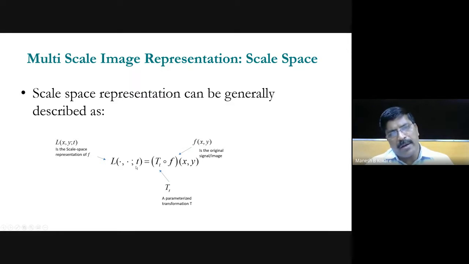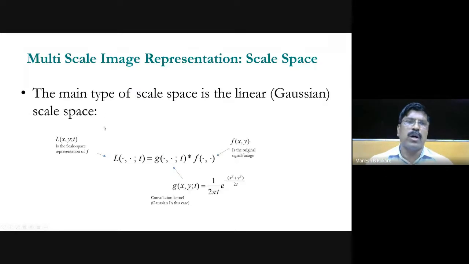and then with the scale t1 and so on. So you get the representation like this one. If you change the scale from t to t1 to t2, you get another representation. From t2 to t3, you get a third representation, and so on. The main type of scale space is the linear, that is Gaussian scale space. See that here, L of x, y, t is the scale space representation of function f. This function is nothing but your image, and this is your transformation, or basically the function with which you are doing the scaling of this image. So here the Gaussian function is used with scale t.